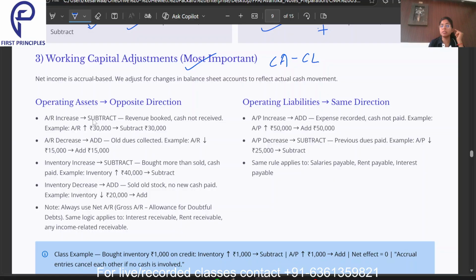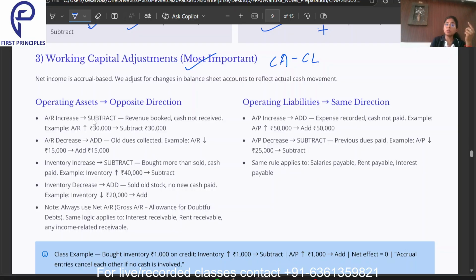Current asset minus current liability. Again, I am reiterating, current working capital means what? The amount of money a business needs to have to carry on its operations smoothly. So that is what current asset minus current liability gives us. That is the working capital.